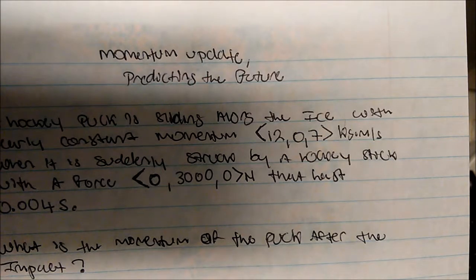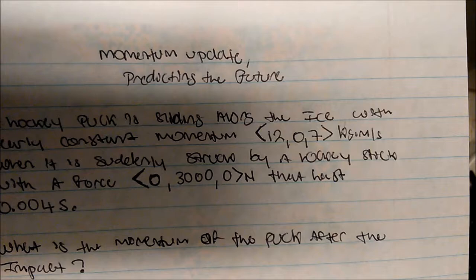In this video, we're going to talk about the momentum update and predicting the future. Okay, so I have this question here, and it says that a hockey puck is sliding along the ice with a nearly constant momentum, a vector <12, 0, 7> kilograms meters per second, when it is suddenly struck by a hockey stick with a force that lasts only for 0.004 seconds. What is the momentum of the hockey puck after the impact?